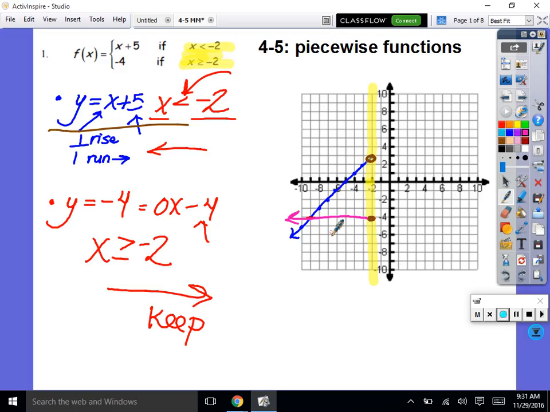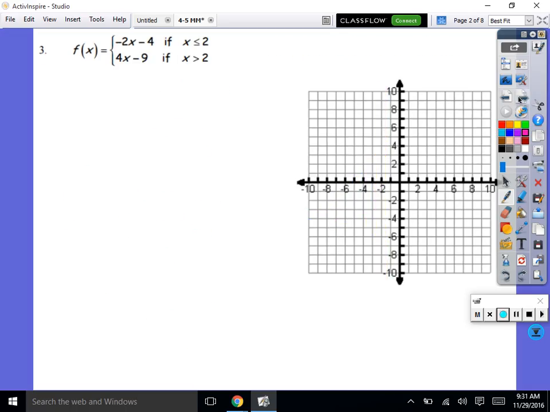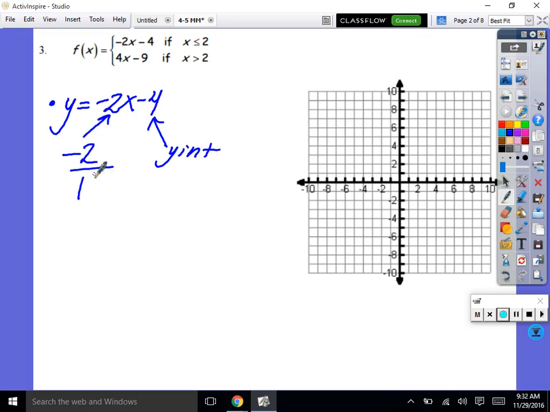All right, so you guys have your function drawn. So let's do another one. Number 3. So focus on it in sections. Let's focus on graphing y equals -2x minus 4, and then we'll go back and restrict the values in a minute. So let's go graph that. So our y-intercept is -4, and our slope is -2 over 1. Rise over run. Honestly, graphing the correct line is the hardest part for people.